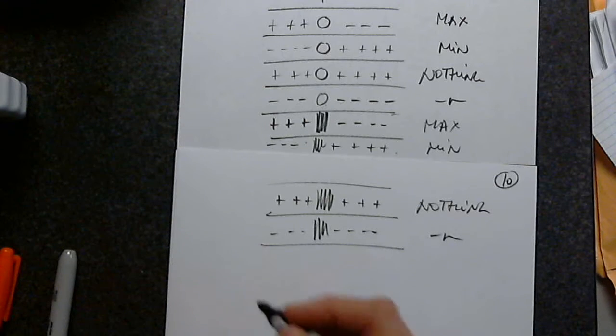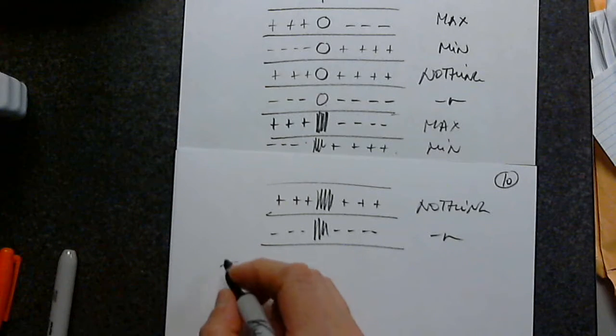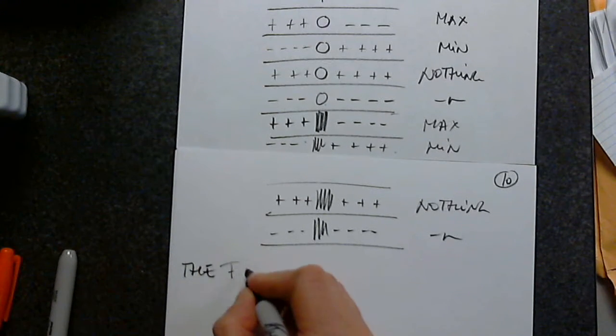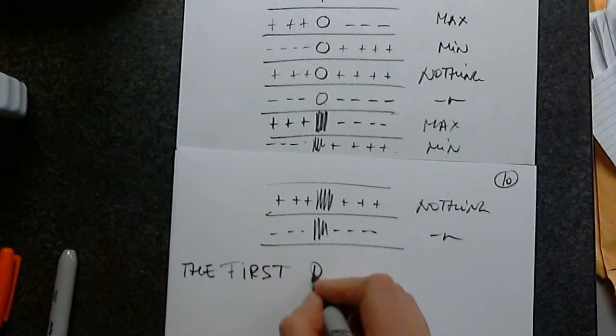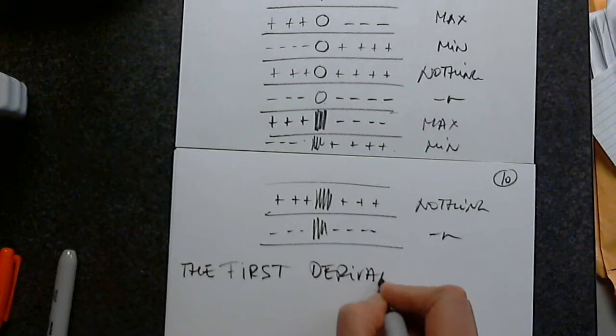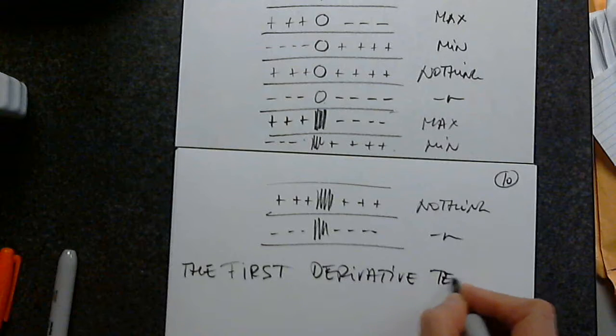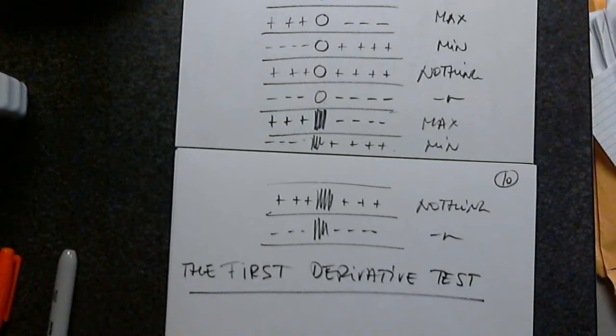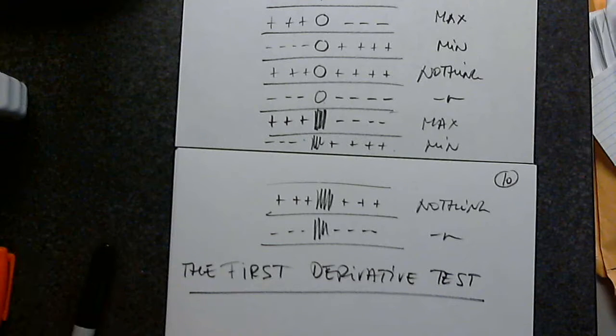Very good. This is called the first derivative test. This is what it's called, the first derivative test, in which we determine max, min.